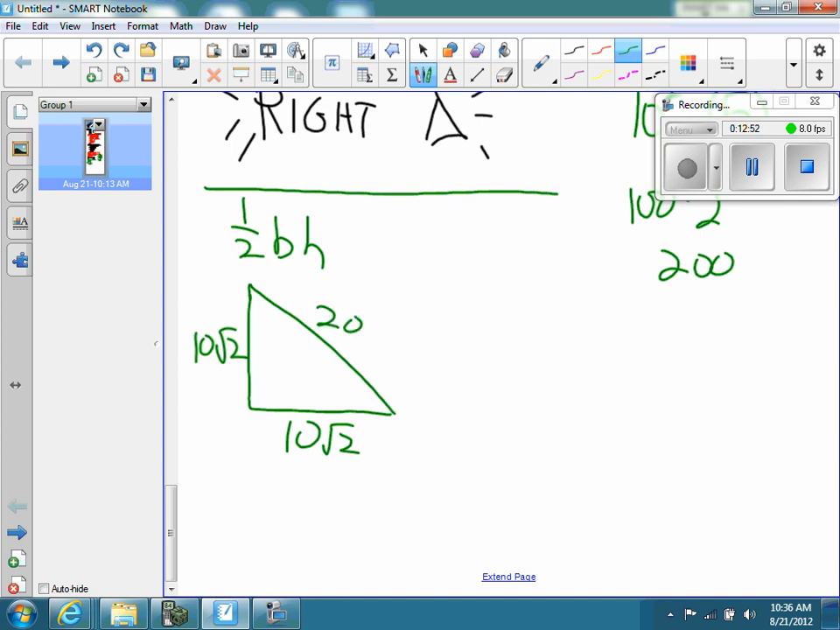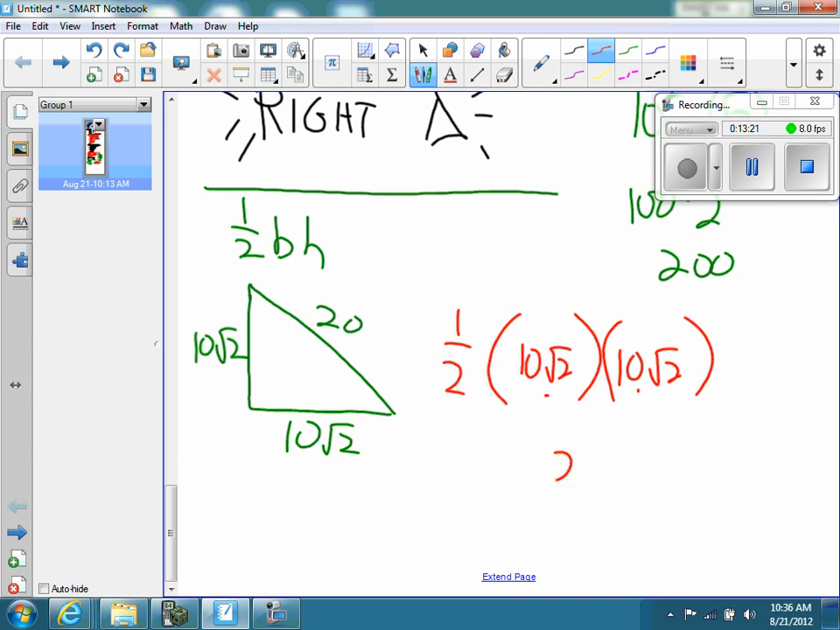So if I have 1/2 times my base, which is 10 radical 2, times my height, which is 10 radical 2. Well, interestingly enough, I've just squared 10 radical 2. So 10 radical 2 times 10 radical 2 means 10 radical 2 squared, and I already figured that out a minute ago. That turns out to be 200. And I have 1/2 times 200. My area should be 100.